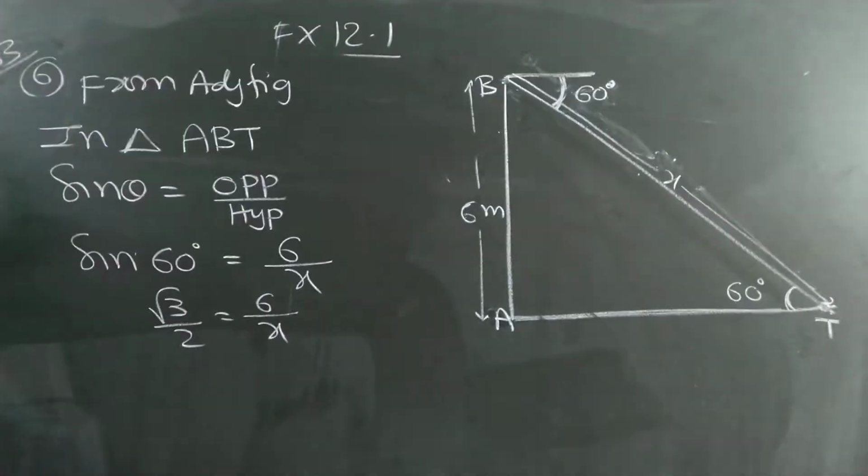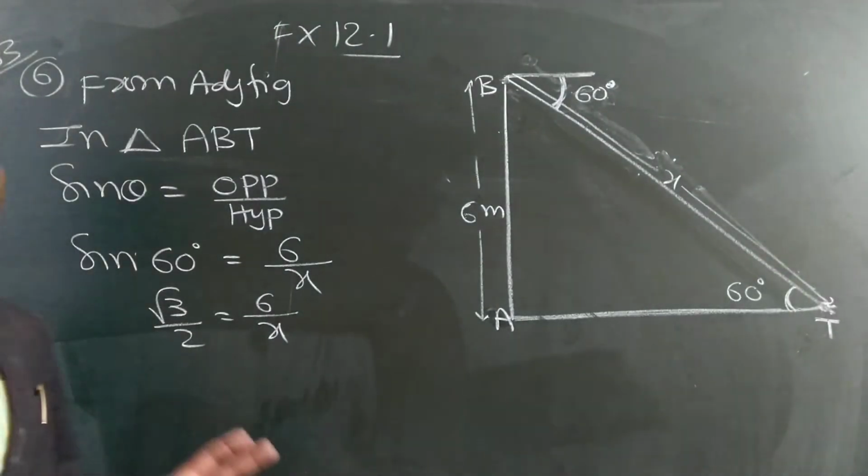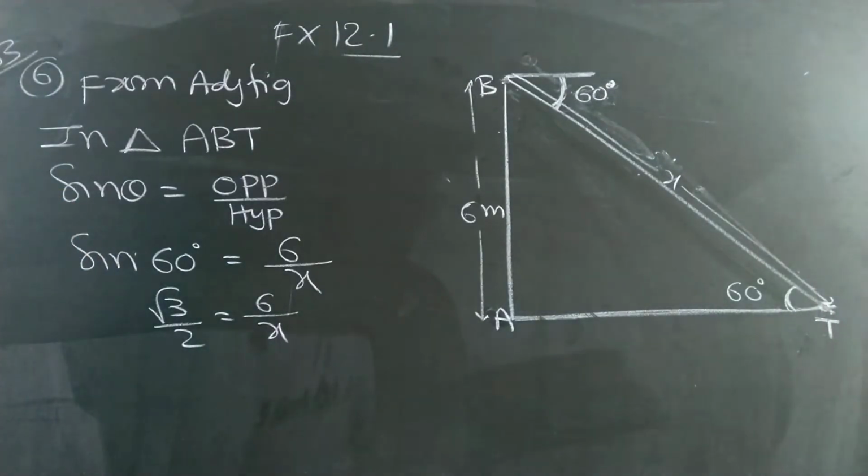Sin 60 value, sin 30, sin 45, sin 60. These three values you should know. Same for tan, same for cos. You have to remember these values.